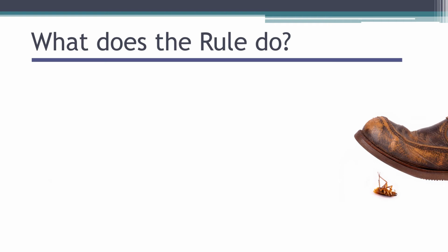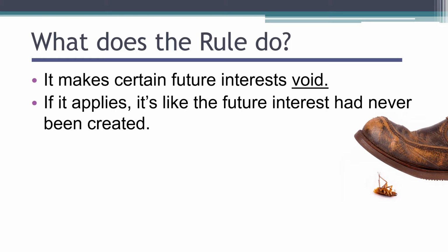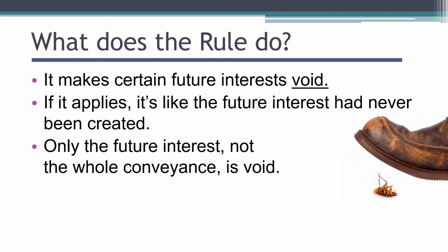The first thing to say is what the rule does. And what the rule does is to make certain future interests void. When we say void, we mean that if a future interest violates the rule, it's like it had never been created. The rule squashes it like a bug and voids it, makes it as if it never existed in the first place. However, we have to be a little careful about this because only the particular future interest that violates the rule is void and not the whole conveyance.